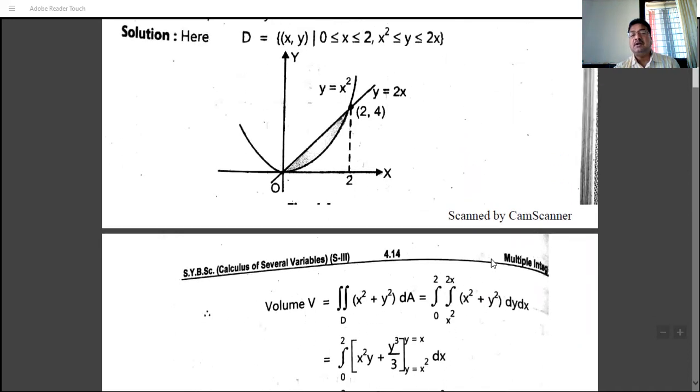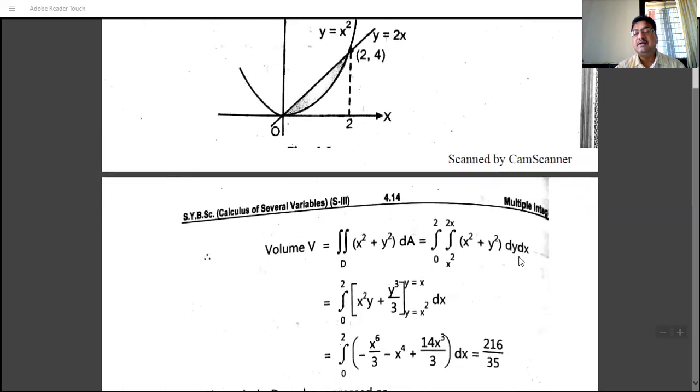So the first way is what? Take a strip parallel to the y-axis, right here, like this strip. One end of this strip touches the line y is equal to 2x, and the lower end touches the parabola y is equal to x square. So y runs from x square to 2x, and this strip runs from this to this. Therefore x runs from 0 to 2, x square plus y square dy dx.